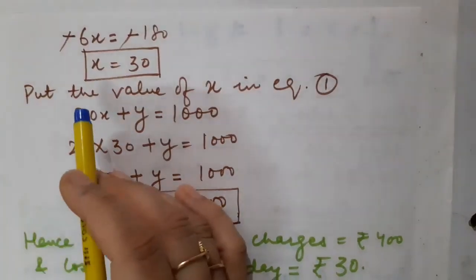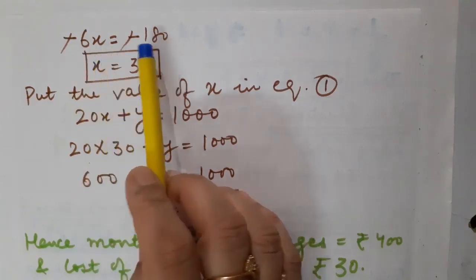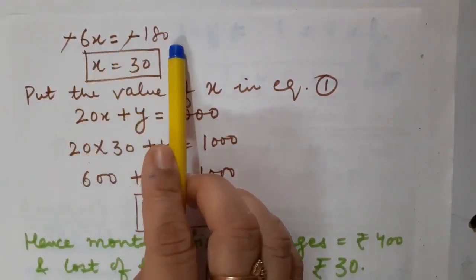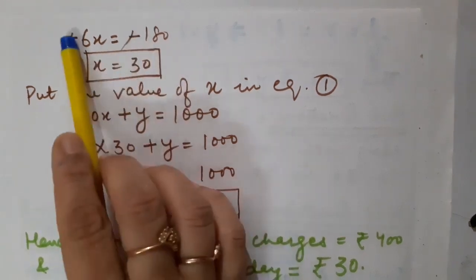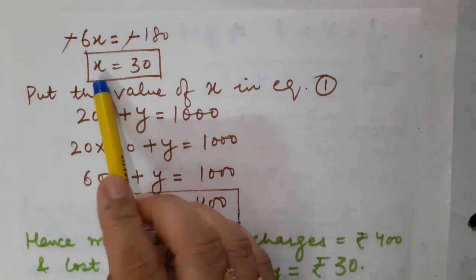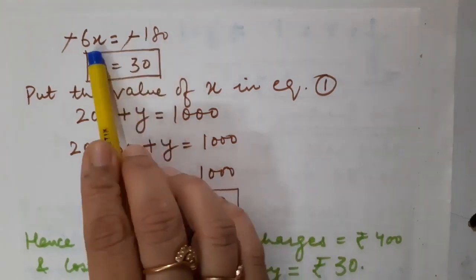So children, what will you get? You will get minus 6X is equal to minus 180. While multiplying the complete equation by minus 1, or even you can cancel this minus 1 by minus 1 also. So what you have got, X is equal to 30, that is 180 upon 6.